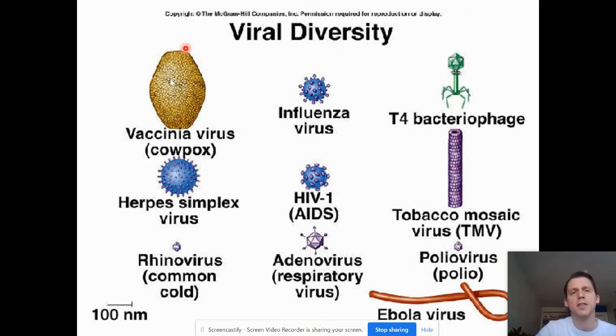And here we can see the huge diversity. Influenza, HIV, both have an envelope and they have those spikes, a bacteriophage, a plant virus, Ebola, cowpox, the common cold. So we have all kinds of different viruses and they're quite different from one another.